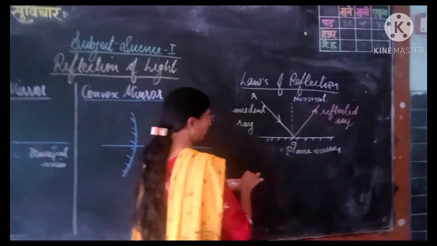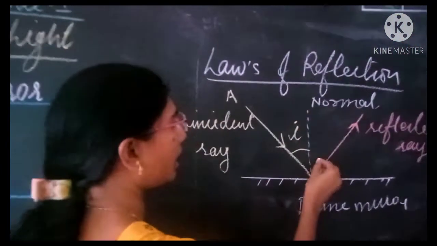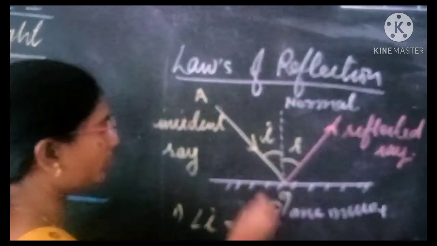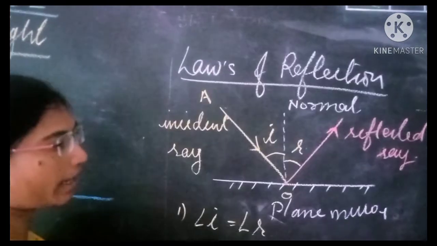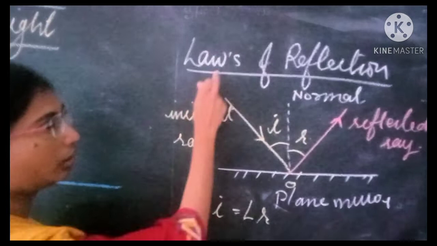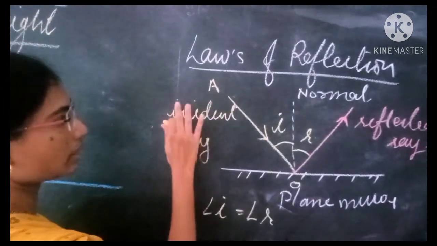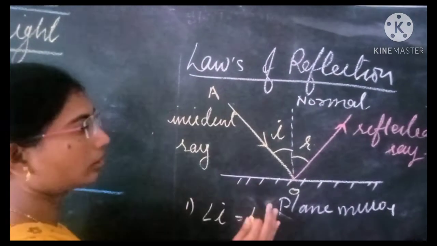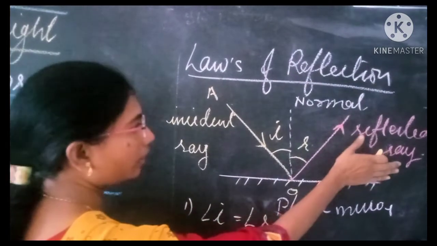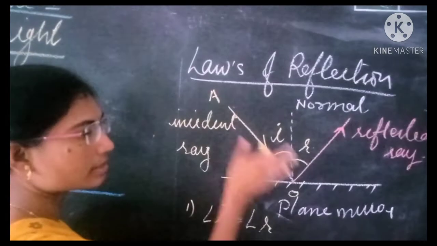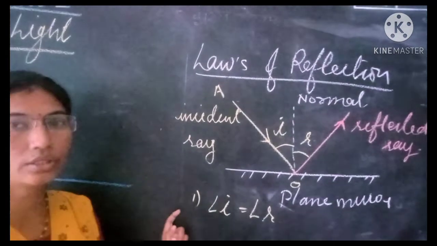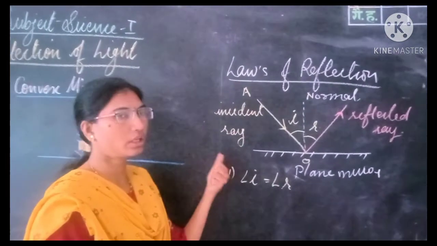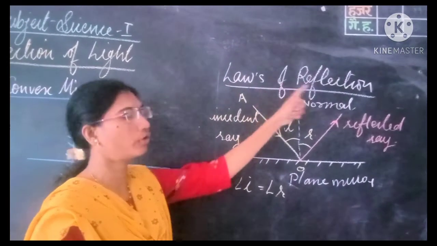Now according to the law, the angle of incidence, angle I, is equal to angle R. So angle I is equal to angle R, means angle of incidence is equal to angle of reflection. So this is the main part of the laws of reflection. Another thing is incident ray and reflected ray both are on opposite sides of the normal. And the third is incident ray, normal and reflected ray, all three lie in the same plane. So this law you have studied in your lower class. Now the reflection on the concave and convex mirror follow the laws of reflection.